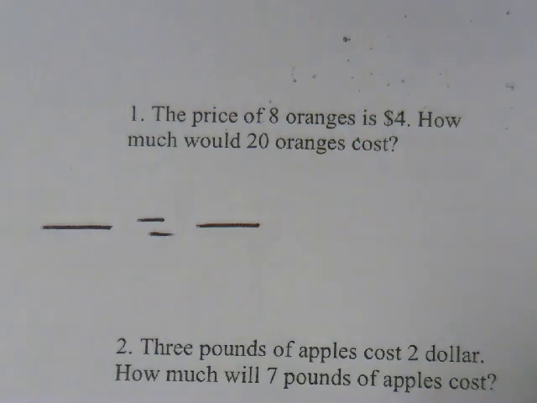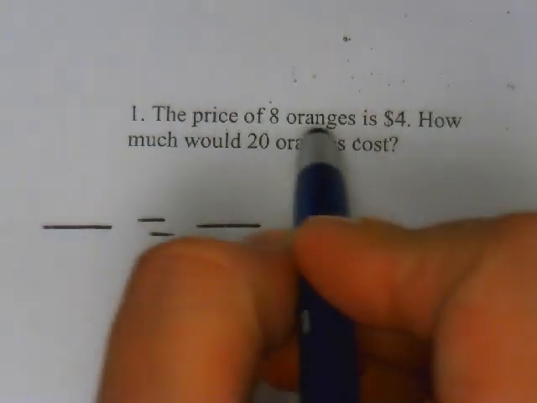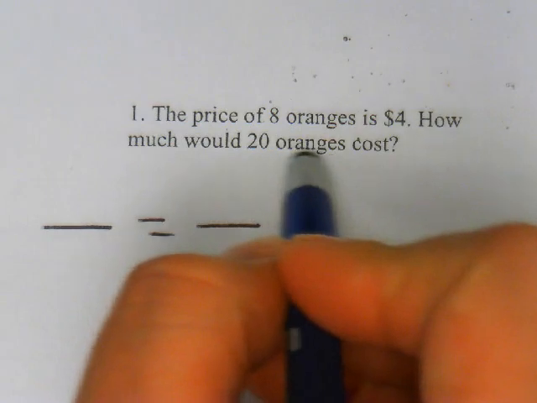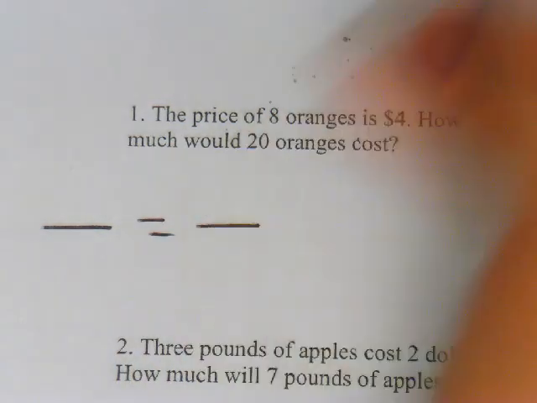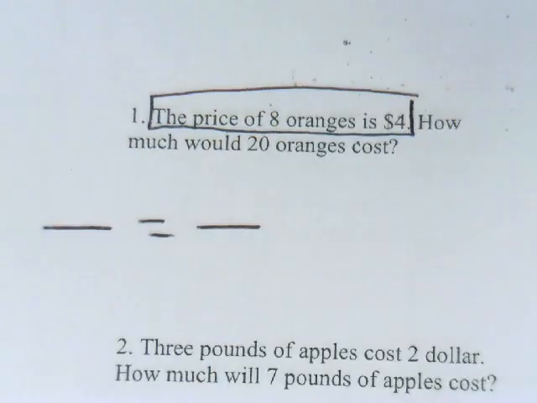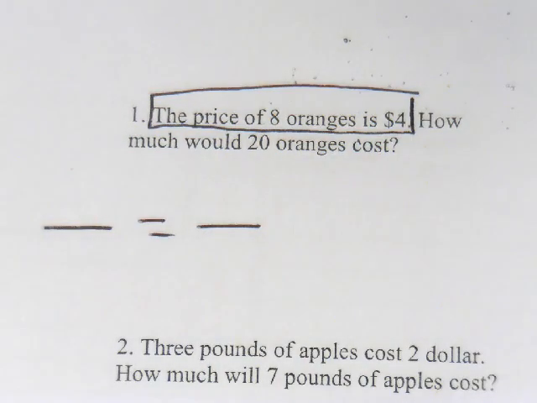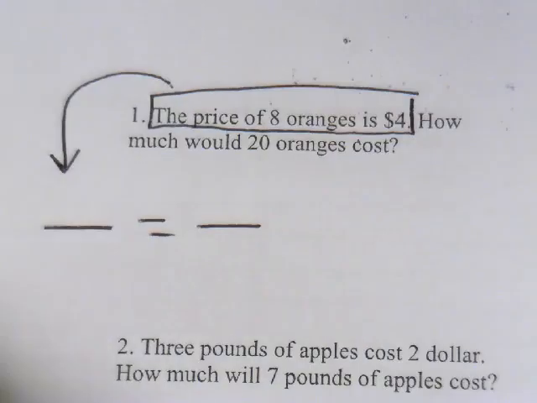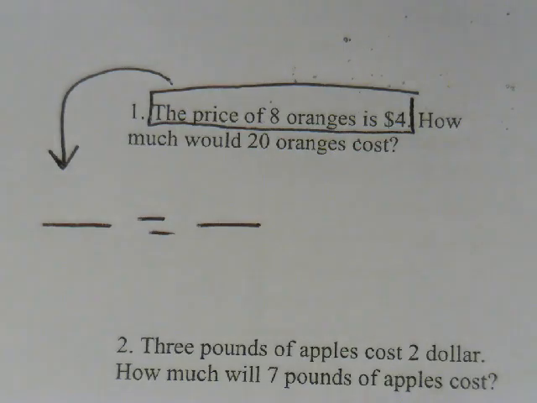All right, so the price of 8 oranges is $4. How much would 20 oranges cost? Here's my shortcut. Pay attention. You see this first sentence here? This first sentence will create your first fraction. So the first sentence will be your first fraction. Okay? Ignore everything else for now. The price of 8 oranges is $4.